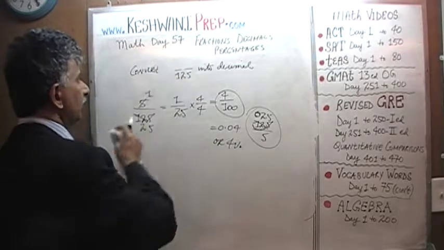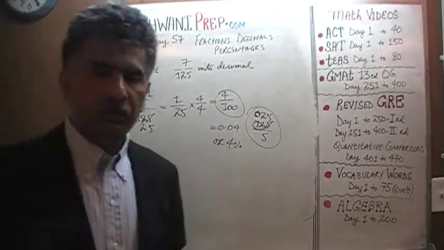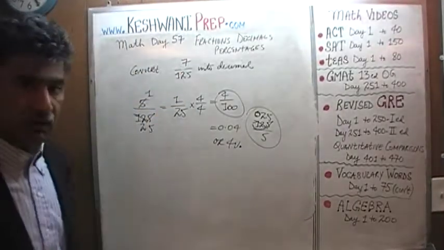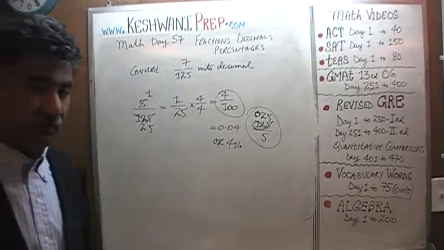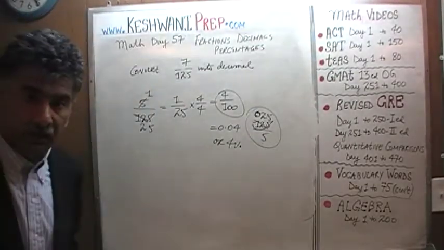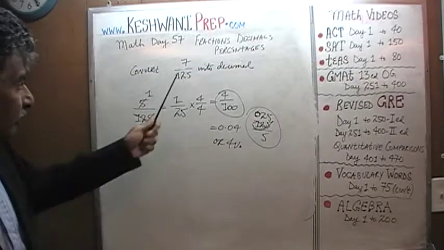Where's the next one? Convert 7 over 125 into percentage and decimal. Now when you are given something like this, 7 over 125, that gets a little prickly, a little bit more tricky, because we can no longer reduce it. This one here, we got lucky. Let's see what we can do. Do it yourself first. Pause the video if you like.